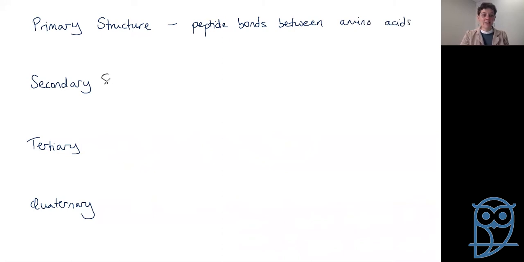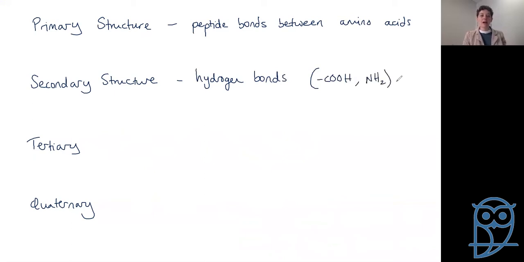Okay, secondary structure. Here is the start of our changing things. We no longer just have a polypeptide, we're going to add in some hydrogen bonds. But these hydrogen bonds are all about the COOH and the NH2. So you can see now why that carboxylic acid group and amine group are so important, because that's where the understanding of the secondary structure comes in.